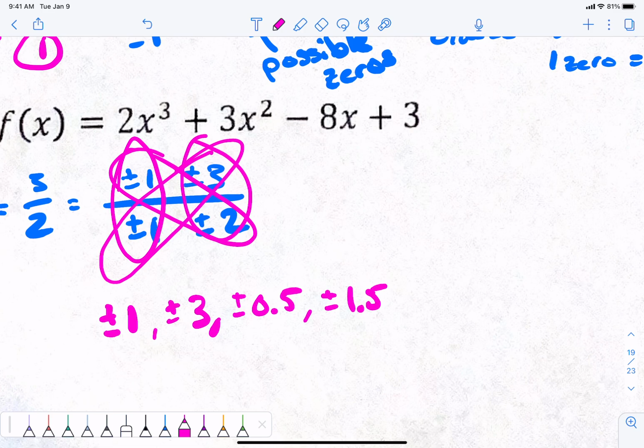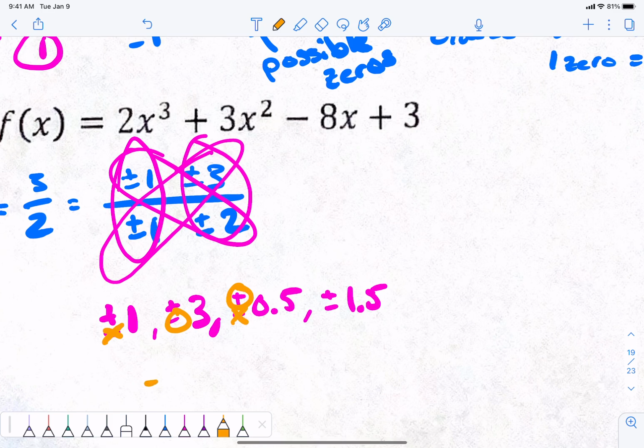Positive 0.5 works. Negative 3 works. Negative 1 doesn't work. Which one did you say doesn't work? Negative 1. Negative 0.5 does not work. Okay.